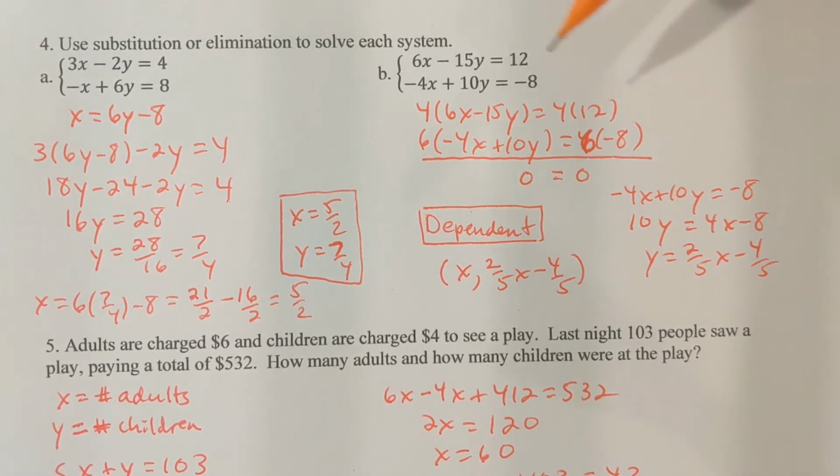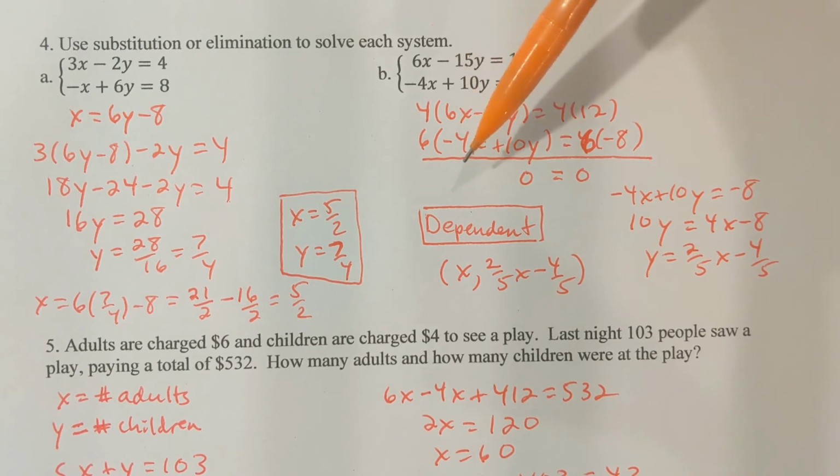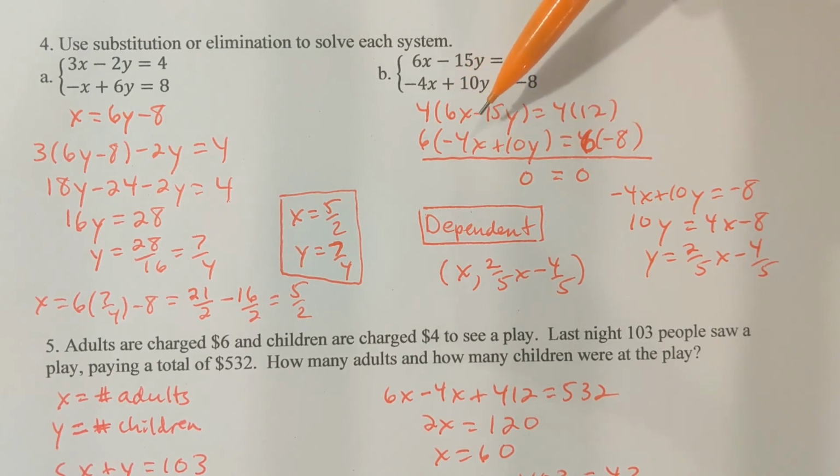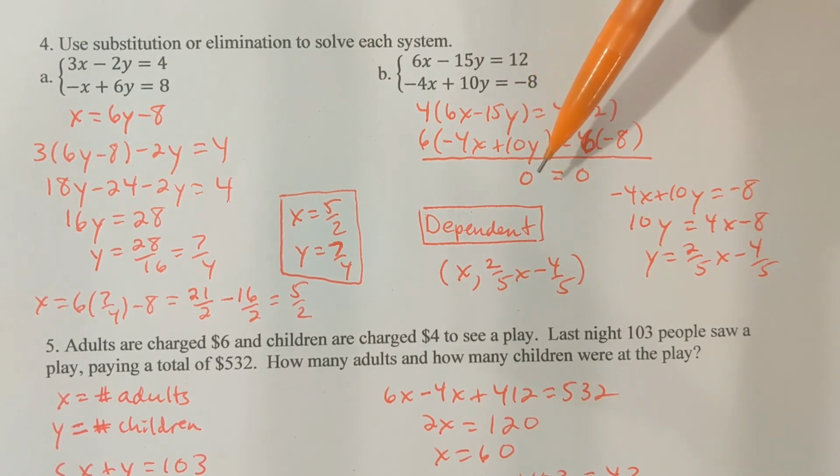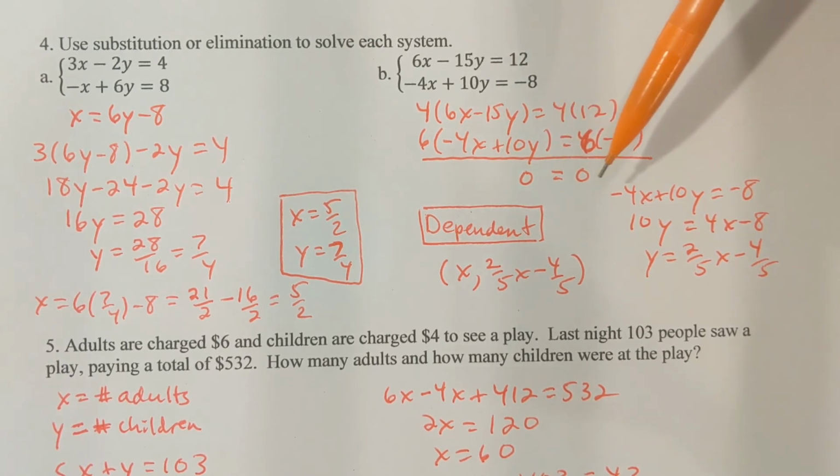All right, here's another one. So again, substitution or elimination. I went with elimination on this one. I'm going to eliminate x. So if we multiply the top equation by 4 and the bottom equation by 6 and then add, we'll eliminate x. Here, 24x minus 24x is 0. But then negative 60y plus 60y is 0. So y actually gets eliminated also. On the right, 48 minus 48 is 0.